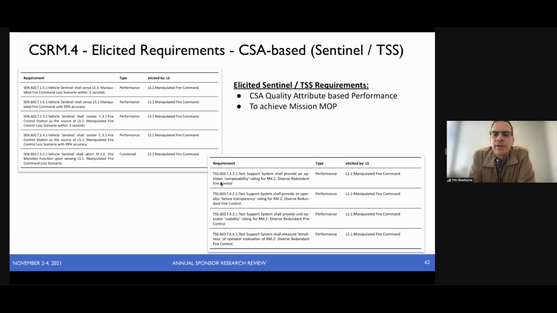Below here, I got another couple of examples. Here we talked about the test support system. For example, the test support system may measure the operator evaluating, for example, the diverse redundancy to gain confidence. So how quick does the operator perform that? Or if you run the test with different sets of operators, do you see a similar timeliness for the operator making decisions, gaining confidence in the resilient mode?